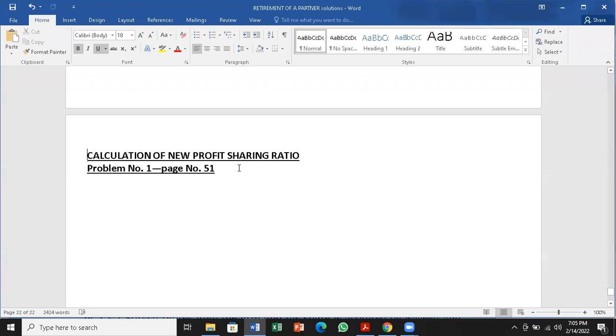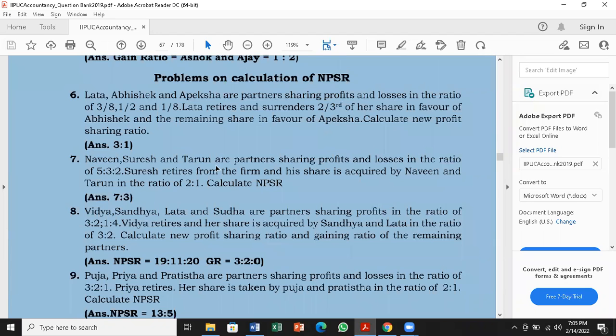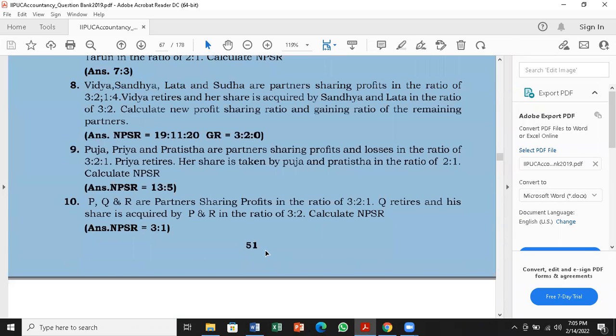Now I will move on to calculation of new profit sharing ratio. Here it is. Problems on calculation of new profit sharing ratio, NPSR. Short form of new profit sharing ratio is NPSR. I'll go for problem number 7. Okay, that is page 51.